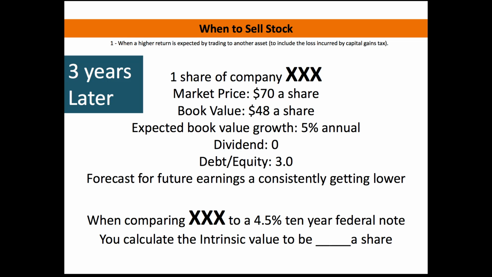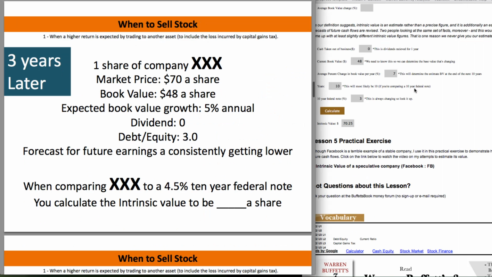And when we look at the 10-year federal note, let's just assume that the 10-year federal note is now 4.5%. Now, if you remember before, it was 3%, but now it's 4.5%. So that's going to put a different intrinsic value on this company, especially because our market price is different and all those different variables. Okay, so let's go back to our intrinsic value calculator and let's figure out what this thing's worth with all the new variables. Okay, so here we are back at the intrinsic value calculator again. You take the same path that we took before to get here.